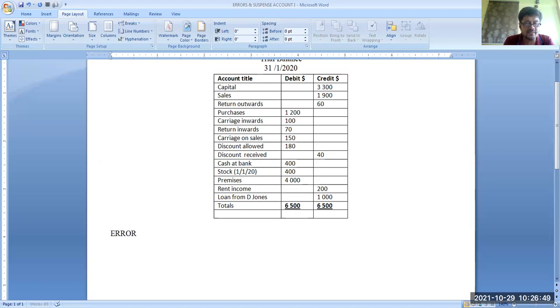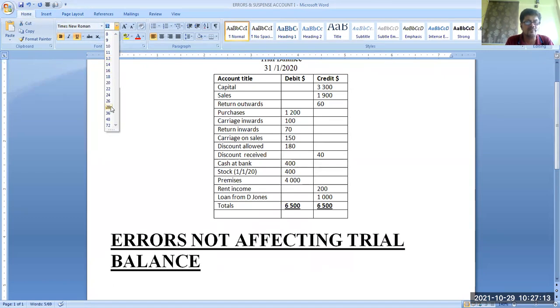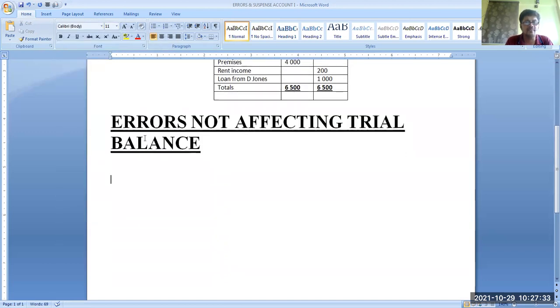Now we have to start with errors not affecting trial balance. Okay. So this is where we are, to start our topic. There is a possibility that we have made these errors and we don't know. Now see, first, error number one. There are seven. According to Frankfurt, there are seven errors not affecting trial balance. Okay, first is error of omission.